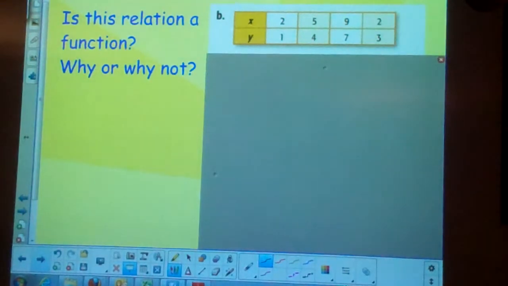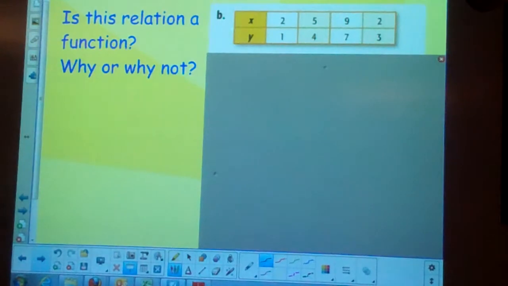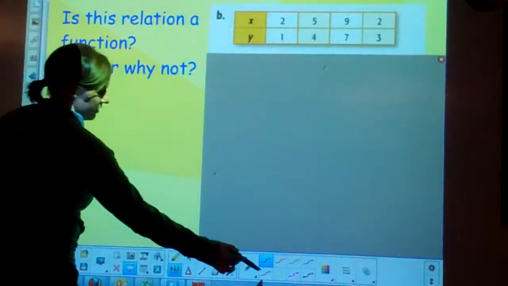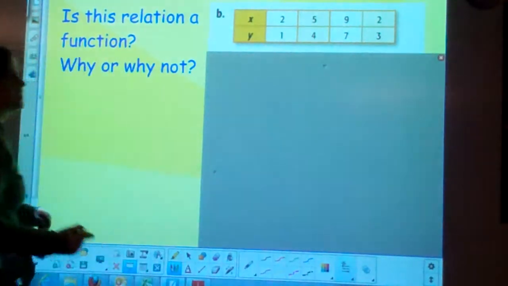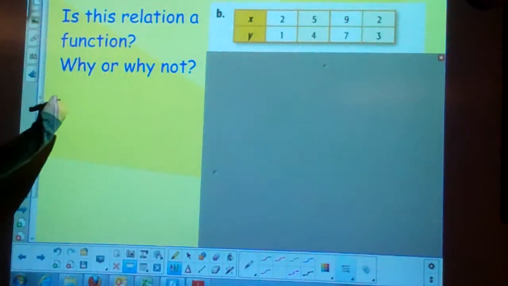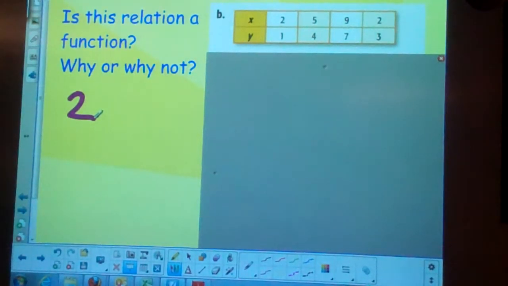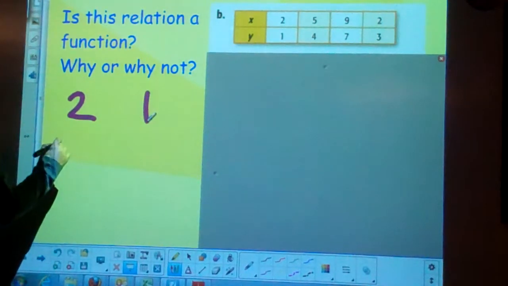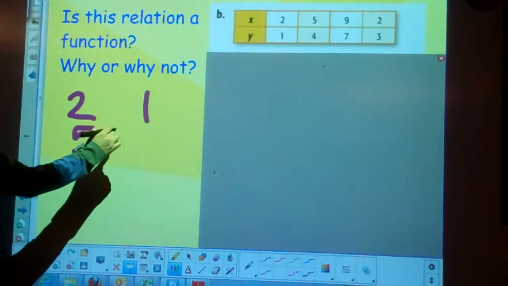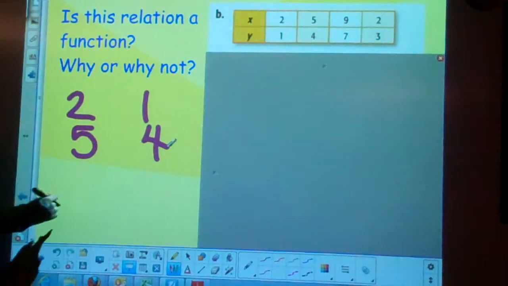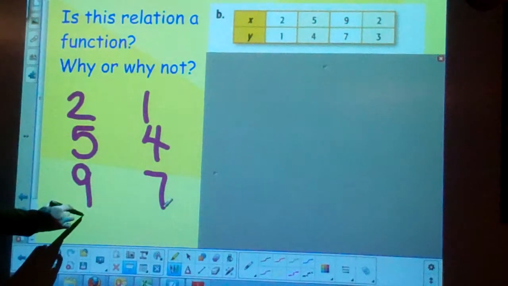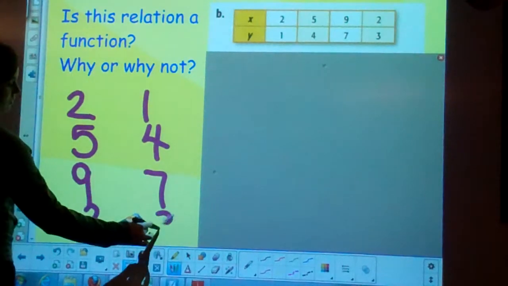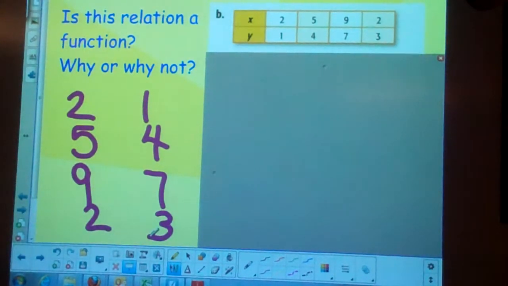So let's look at this. Is this a function? If we think about how we had it organized on the previous slide, perhaps we should get it organized that way. So our input is 2, our output is 1. Our input is 5, our output is 4. Our input is 9, output is 7. Our input is 2, our output is 3. Now, is this a function?